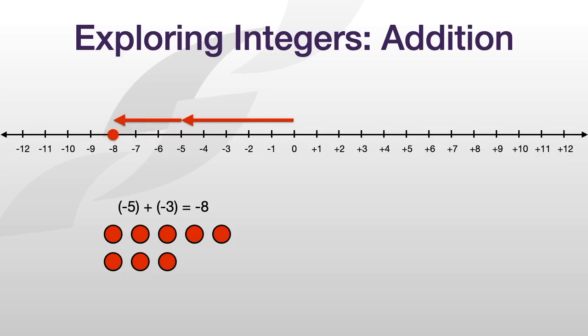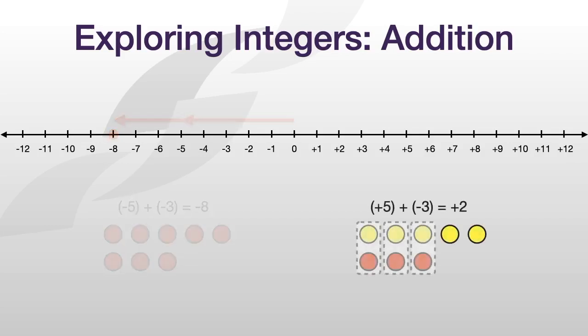What about adding opposite signs, like positive 5 plus negative 3? Again, start at the first addend. Here, 5 units to the right, because 5 is positive. From this position on the number line, slide 3 units to the left, because 3 is negative. This places us at positive 2. The sum is positive because we move further to the right than to the left.